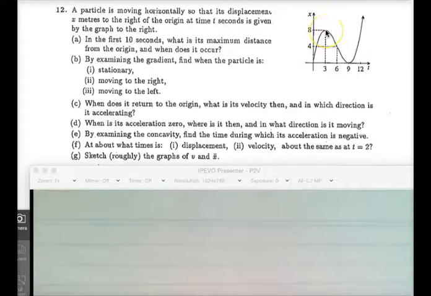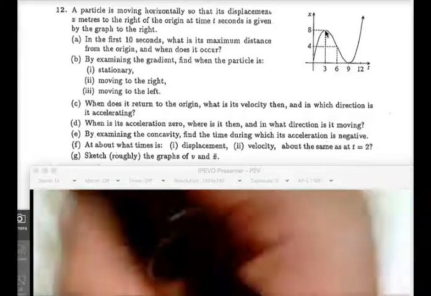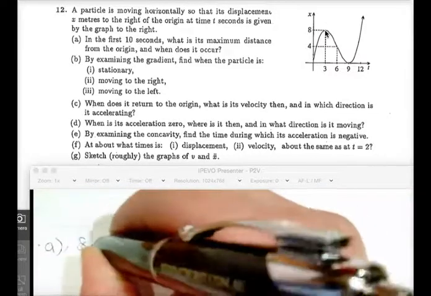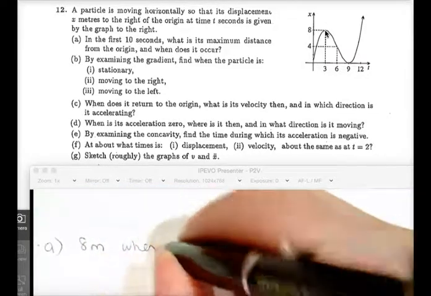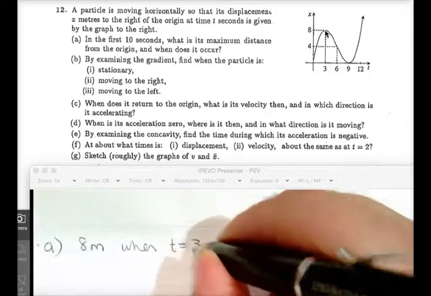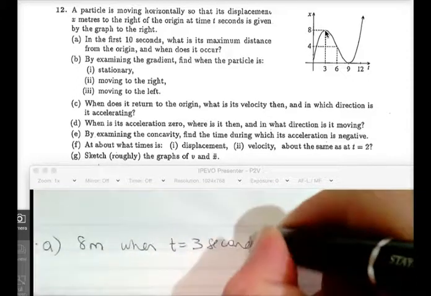Here we're 8 meters to the right of the origin, that's at 3 seconds. Here we're 4 meters to the right of the origin, that's at 6 seconds. Here we're back at the origin at 9 seconds, and 10 seconds would be just about here. We're probably about 1 meter to the right of the origin. So the maximum distance from the origin would be 8 meters. So for part A, maximum distance is 8 meters, and it is when time equals 3 seconds.